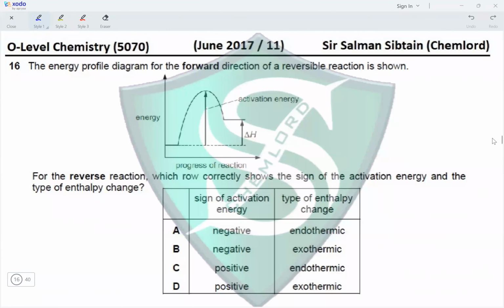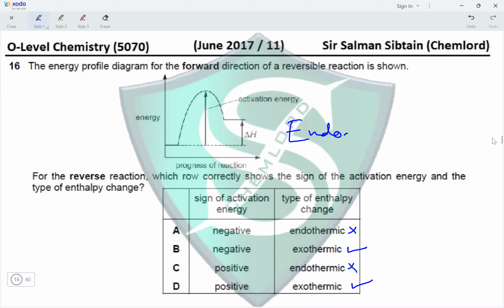Question 16. The energy profile diagram for the forward direction of a reversible reaction is shown. So it is an endothermic reaction in the forward direction. For the reverse reaction, which row correctly shows the sign of the activation energy and the type of enthalpy change? Type of enthalpy change would be exothermic. That eliminates options A and C.